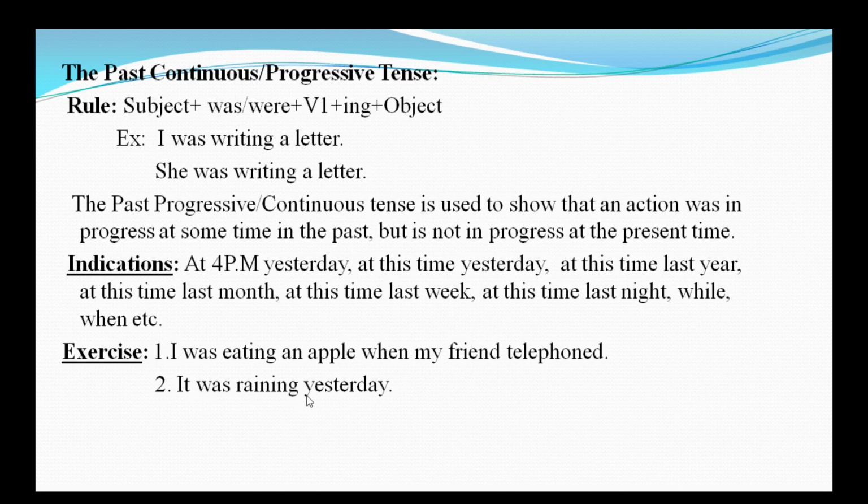It was raining yesterday. The key indications of the past continuous or progressive tense are at 4 p.m. yesterday, at this time yesterday, at this time last year, at this time last month, at this time last week, at this time last night, while, when, etc. By using these key indications, we can frame the sentences in the past continuous or progressive tense, or even we can easily find out whether the sentence is in the simple present, simple past, or the past continuous.